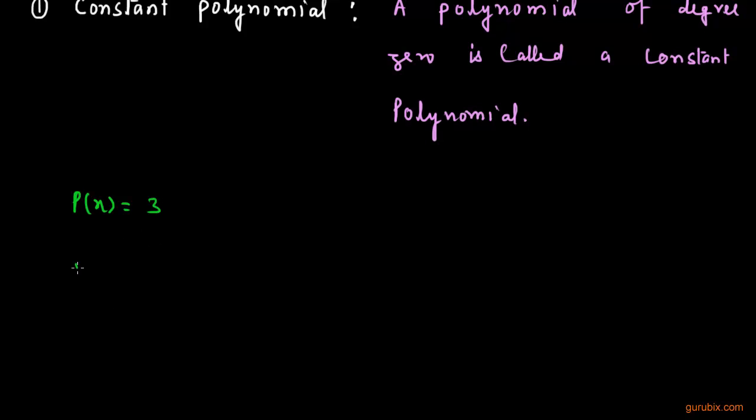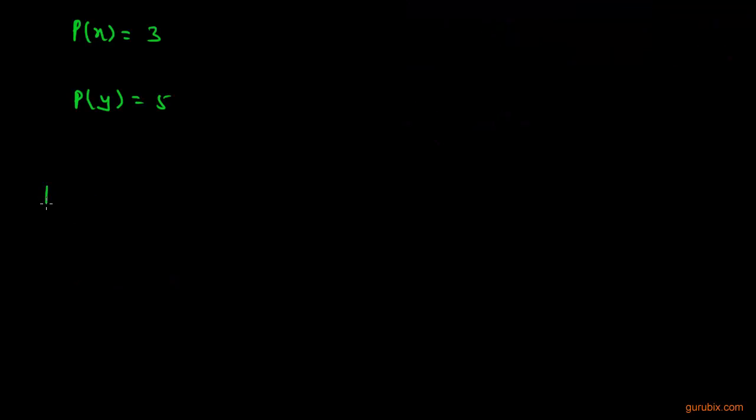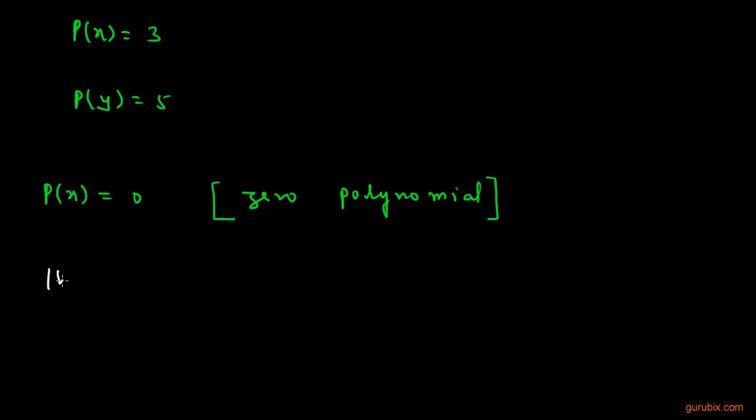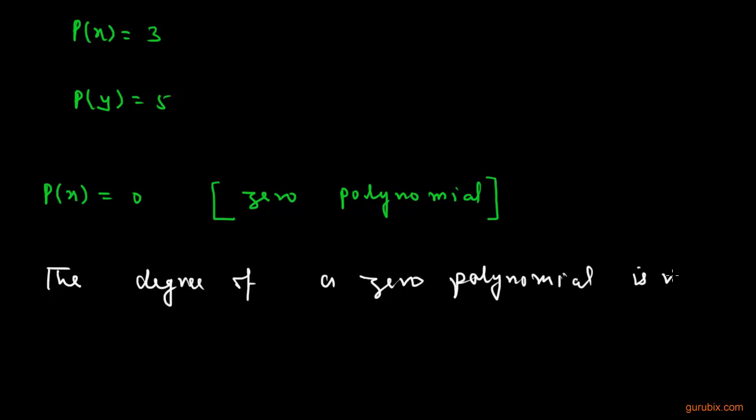And suppose we have a polynomial p(y) is equal to 5. This is also a constant polynomial. Suppose we have a polynomial p(x) is equal to 0. This is called the zero polynomial, and this is very important. The degree of the zero polynomial is not defined.